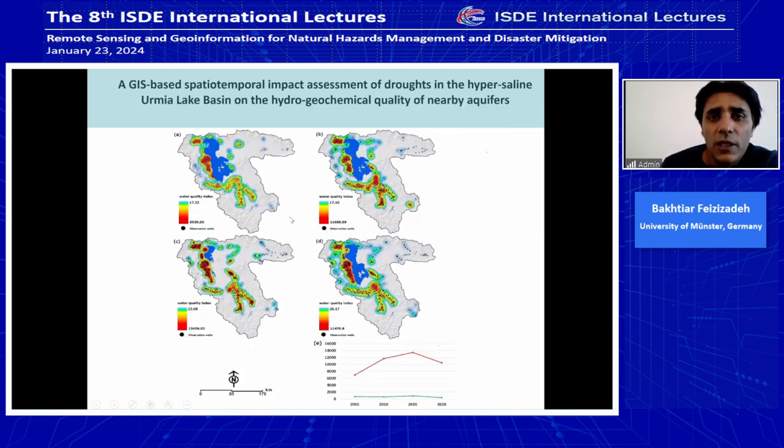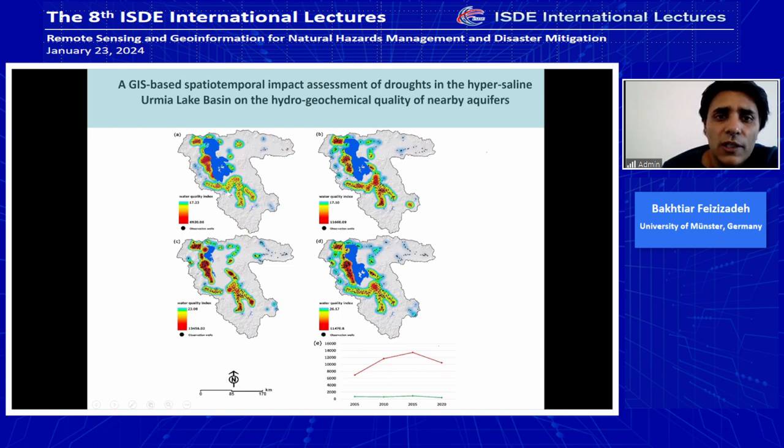And finally, based on the sampling wells and also based on the time series monitoring of the quality of aquifers in this area, we could develop an aquifer salinization map in this area.